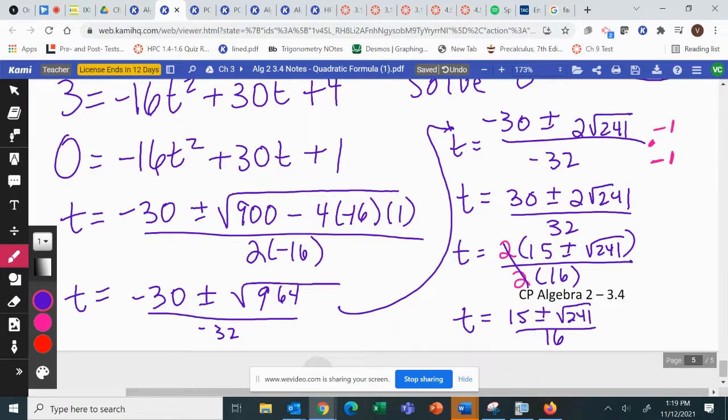There's a negative in the denominator, so we multiply the top and the bottom. And then we can factor out a 2. And so we get 15 plus or minus square root 241 over 16. I didn't get to finish it. It's okay. This will be on the video if you need to go back and see this one.